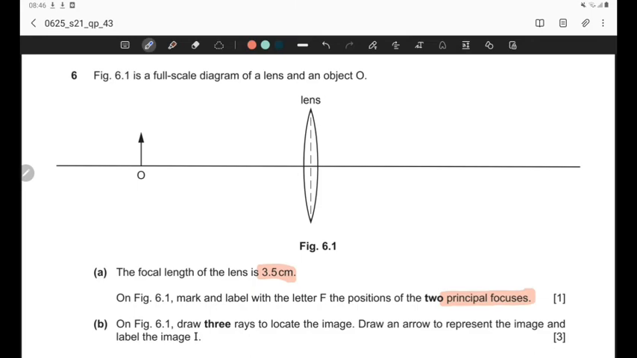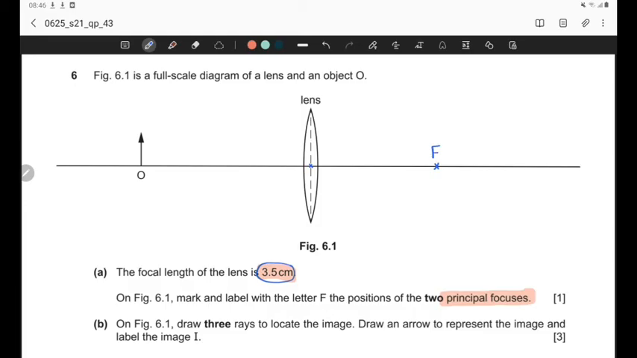So in this part, it's already mentioned that the principal focus is 3.5 centimeter away. So you need a real question paper and take a ruler and measure 3.5 centimeter from the center of the lens on both sides. So you have to measure 3.5 centimeter from the lens to the right side and mark that point, and that will be principal focus F.